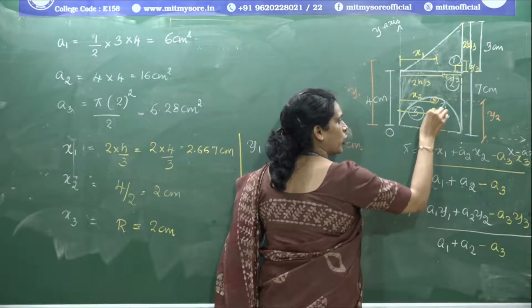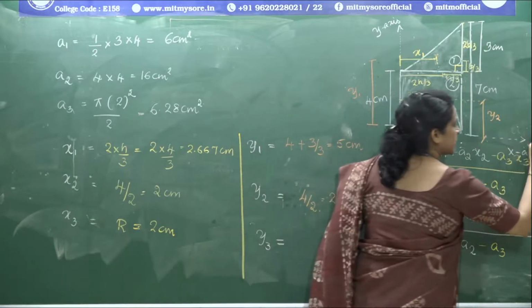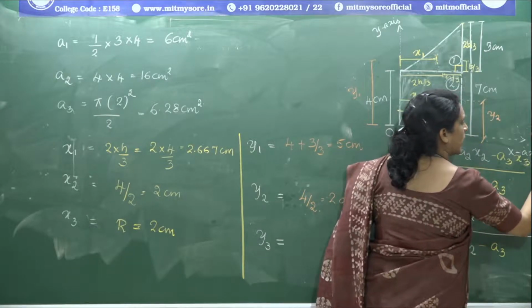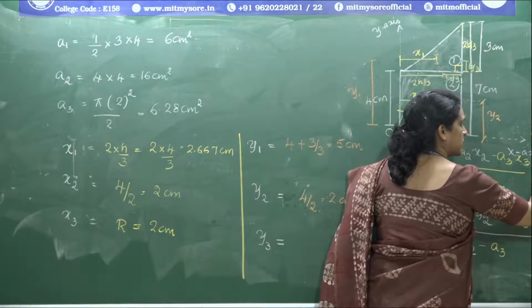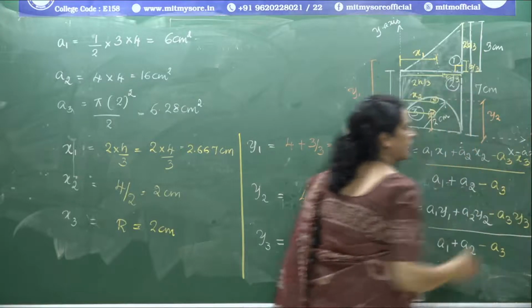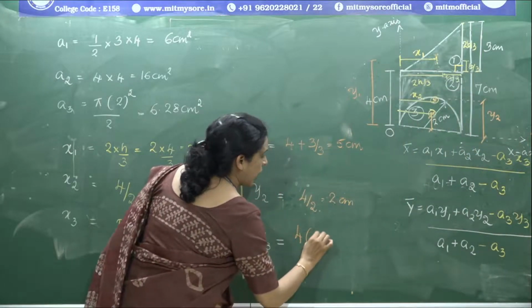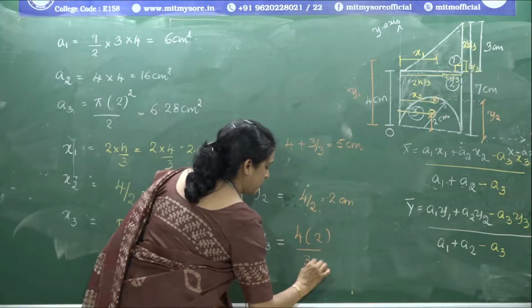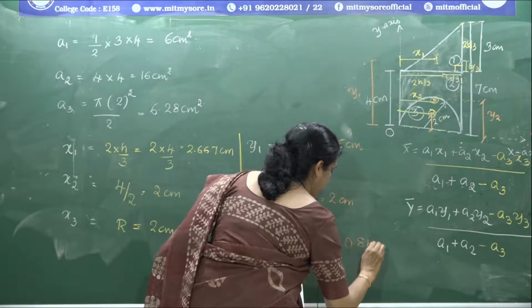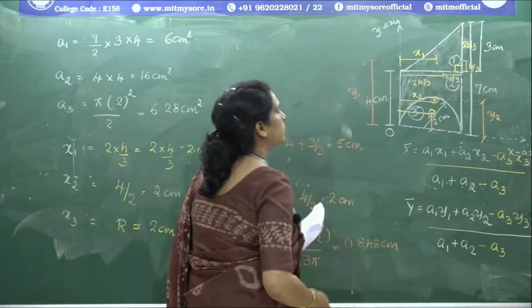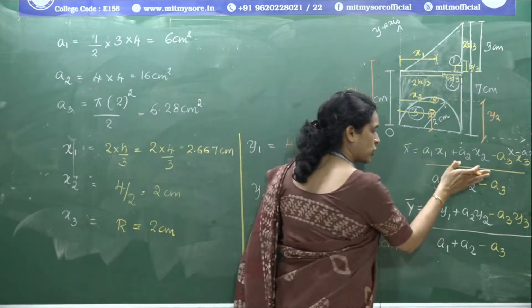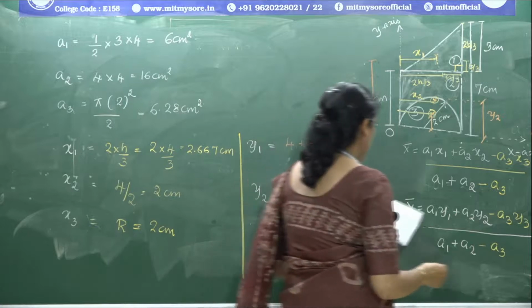Lastly, the centroid of the third section. So we can just see here, it is a semicircle. So where does the centroid lie for a semicircle from the base? It lies at a distance of 4r by 3 pi. So now 4r is 2 centimeter by 3 pi, we get the value as 0.848 centimeter.